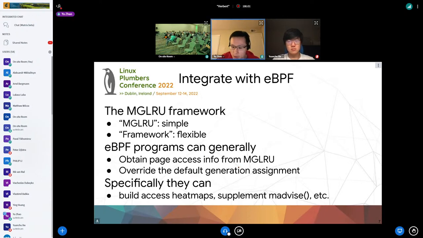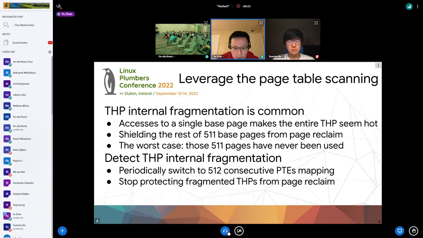Okay, I missed two more things here. Additional ideas to leverage the page table scanning include improving NUMA balancing by detecting misplaced NUMA pages. Also, we might be able to speed up khugepaged by detecting hot PTE tables.